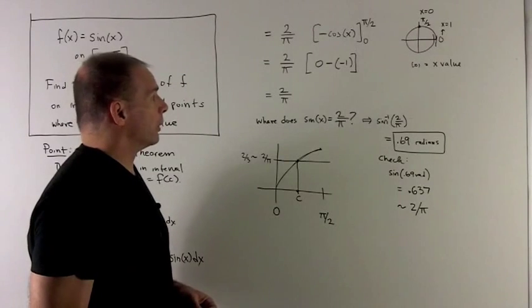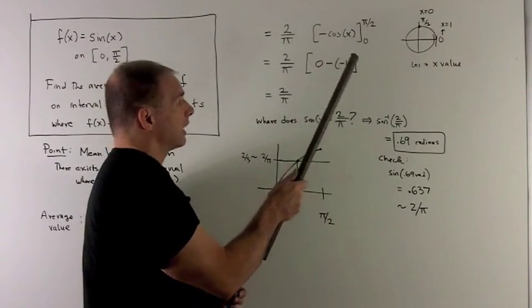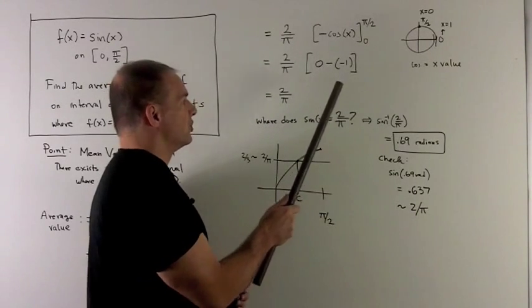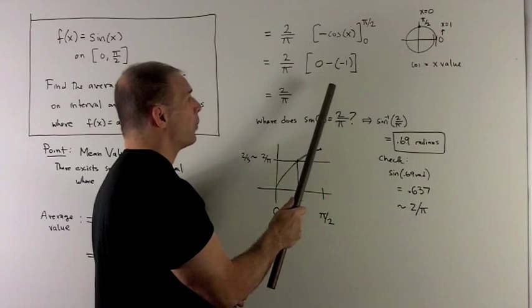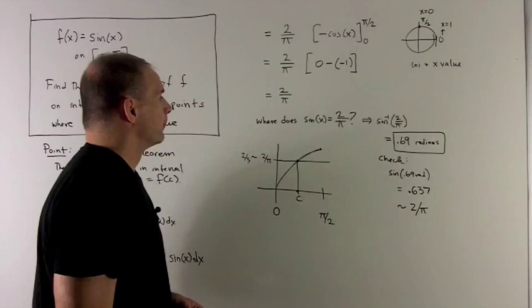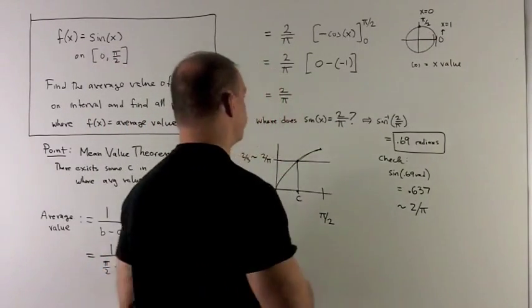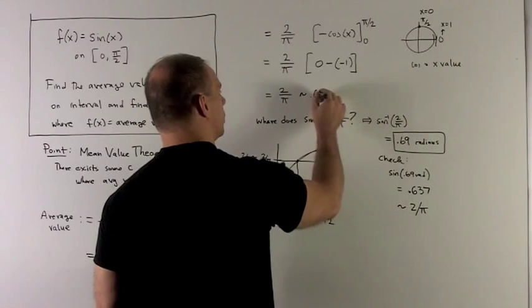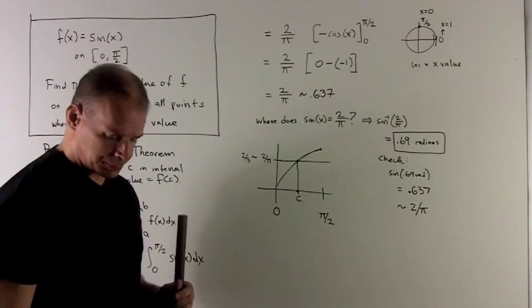So now, what do we have? We have our 2 over pi. At pi halves, we get a 0. At 0, I get a minus 1. Take the difference. So my average value is going to be 2 over pi. Now, 2 over pi is roughly 0.637.